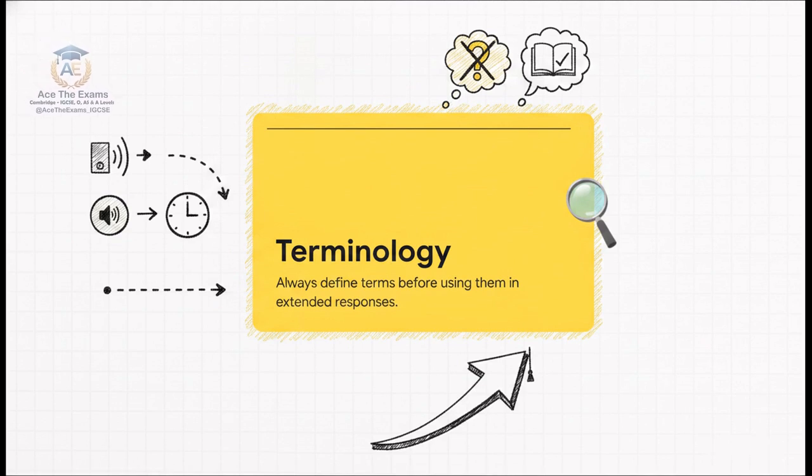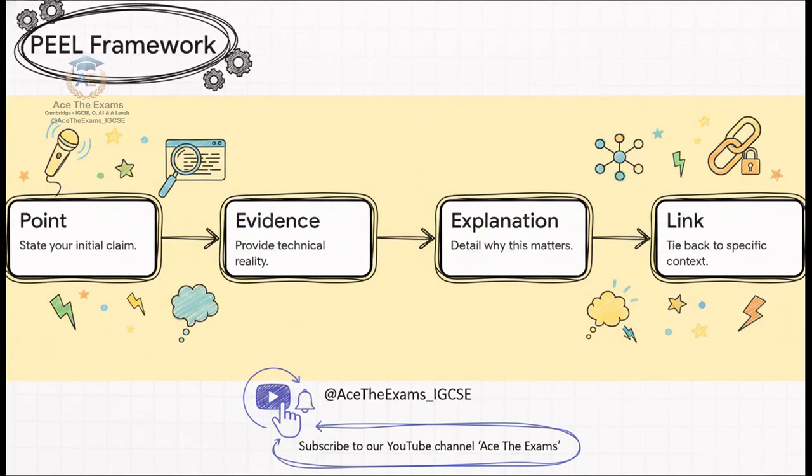So, how exactly do you structure this knowledge when writing? The answer is the PEEL framework. Point, evidence, explanation, link. This is the core strategy for structuring your IT and computer science answers to ensure you hit every single cognitive domain the examiner is desperately looking for. Now, before we break down exactly how to use this framework to guarantee those top marks, I need you to do something.